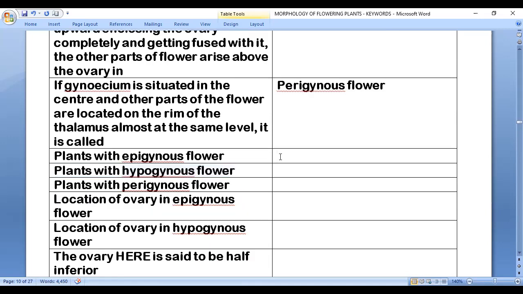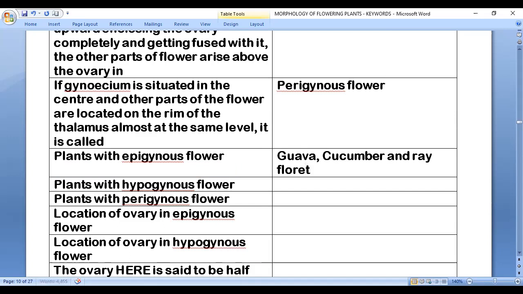Plants with epigynous flower: guava, cucumber, and ray florets of sunflower. Plants with hypogynous flower: mustard, China rose, and brinjal. Plants with perigynous flower: plum, rose, peach.